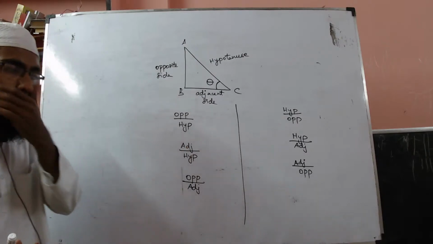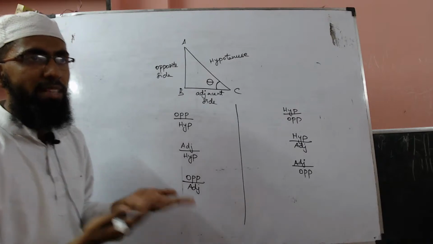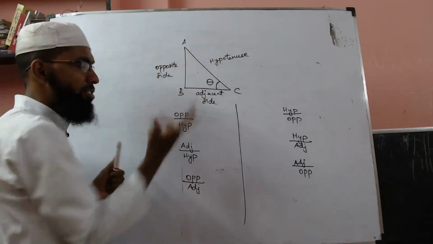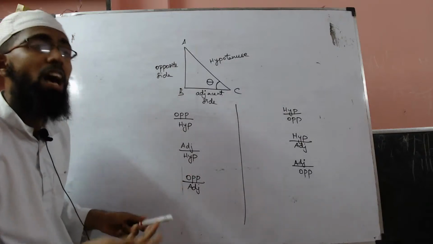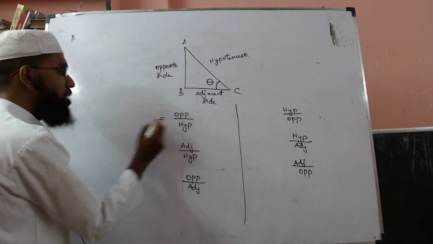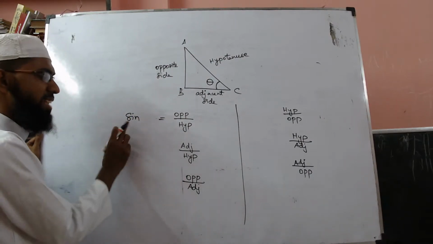Now actually we would have studied that sine theta is opposite by hypotenuse. Actually the correct procedure is, with the help of these three sides, I am forming six ratios. For these six ratios, I am giving names. For this ratio I am giving the name sine. The full name is SINE. We'll write it shortly as SIN.